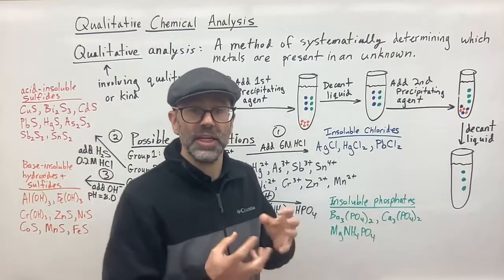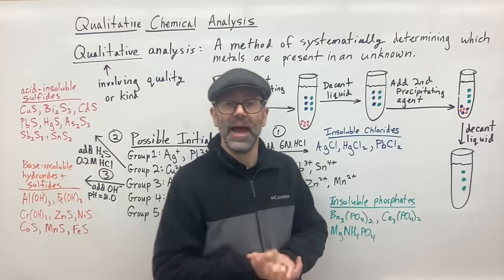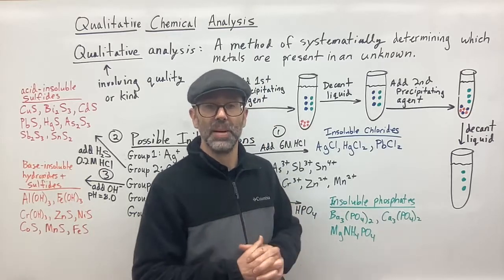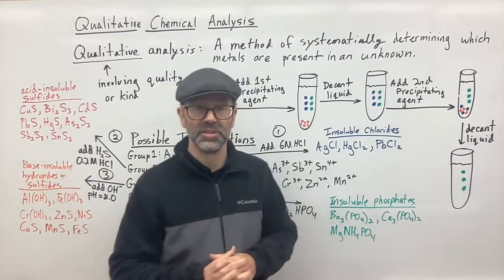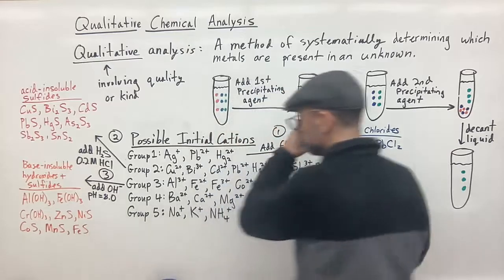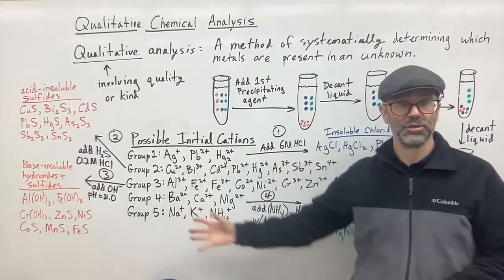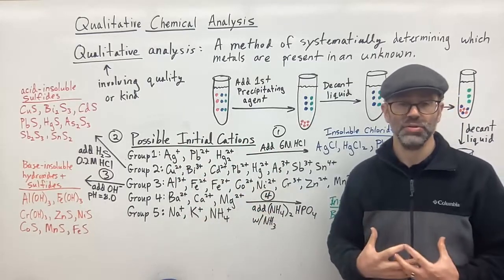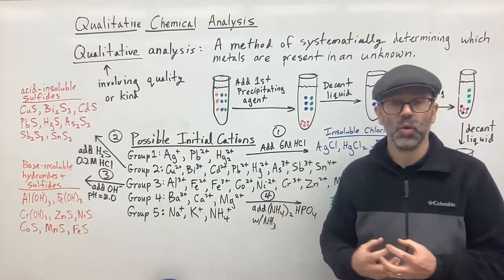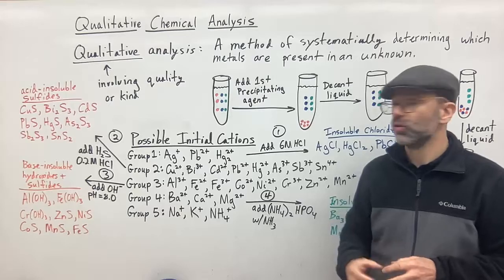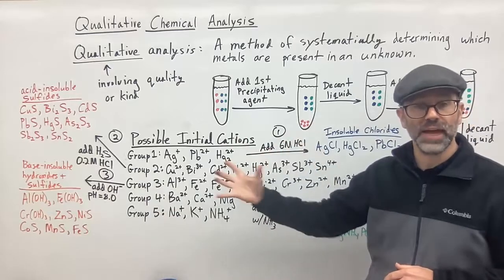So let's talk specifically about different groups of cations, different groups of metals that can be separated by different precipitating agents. So here are the possible initial cations I could have in my solution, right? So I'm given an unknown, and I'm like, okay, how do I determine what elements or what cations are in my unknown? So this is a particular method of qualitative analysis that you could follow.